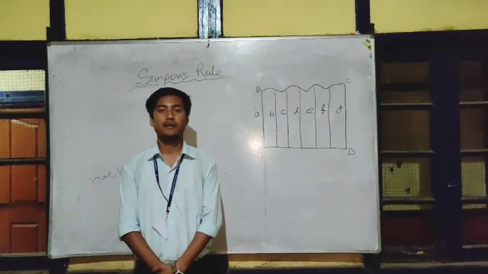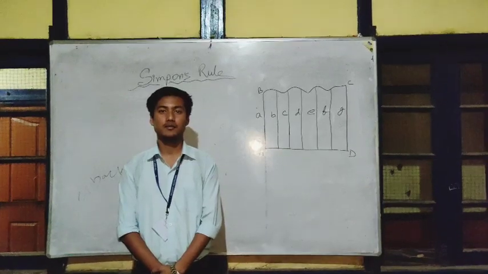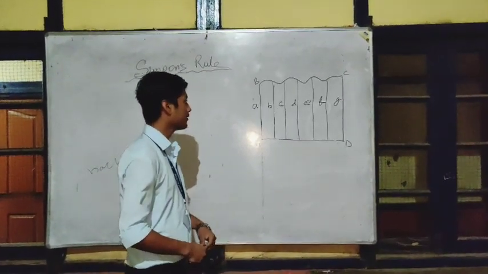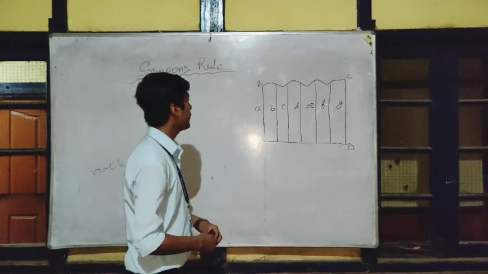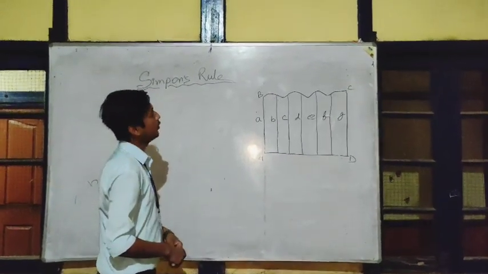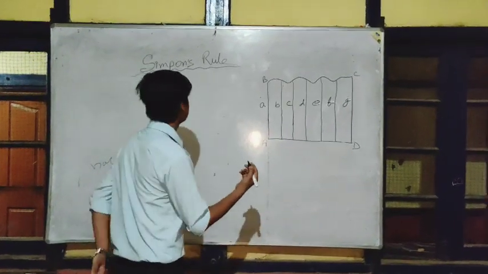Today in this video, I am going to explain Simpson's rule. Here a figure ABCD is given. We have to find its area by using Simpson's rule. So let us first write down the Simpson's formula.